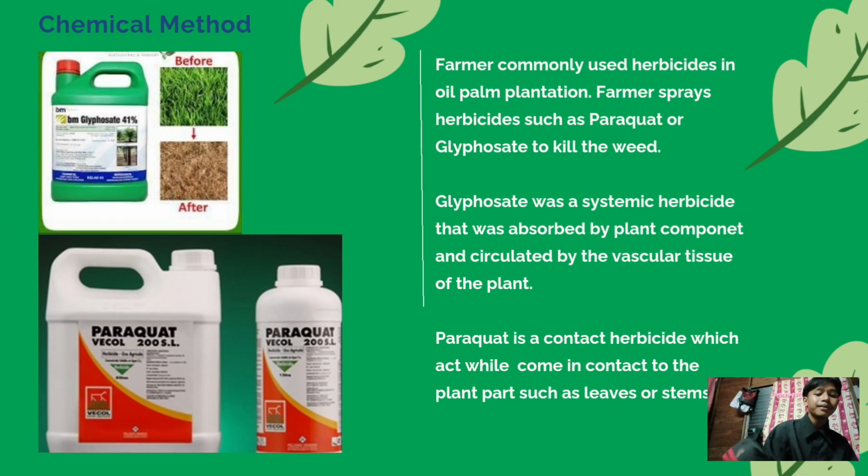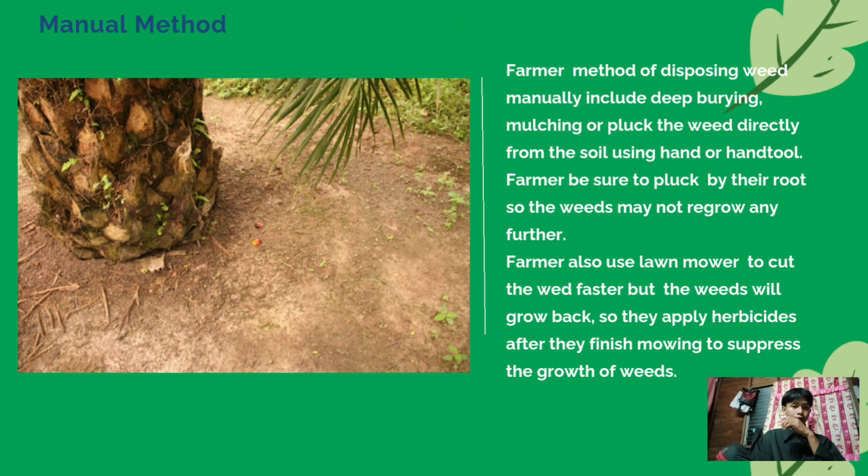Continue. For the chemical method, farmers commonly use herbicide in all palm plantations. Farmers spray herbicide such as paraquat or glyphosate to kill the weed. Glyphosate is a systemic herbicide that is absorbed by plant components and circulated by the vascular tissue of the plant. And paraquat is a contact herbicide which acts when it comes in contact with plant parts, such as their leaf or their stem. And lastly, the manual method.